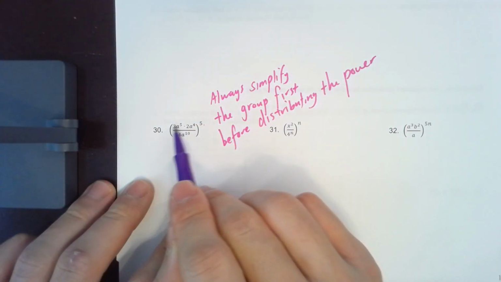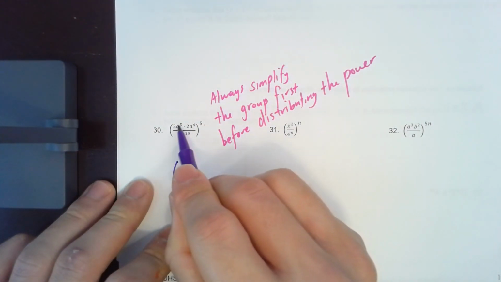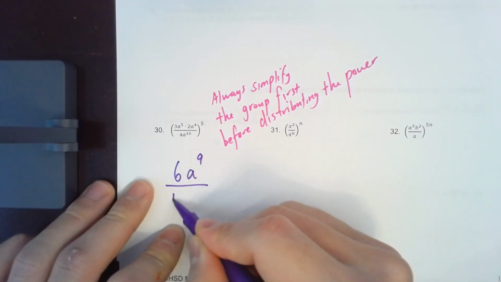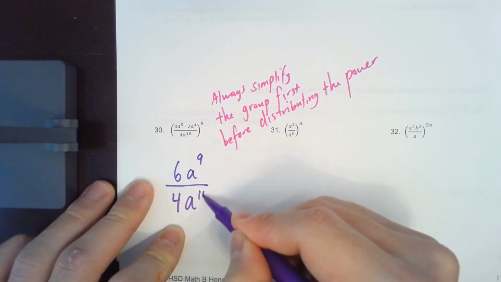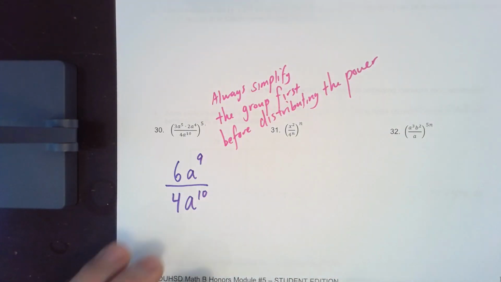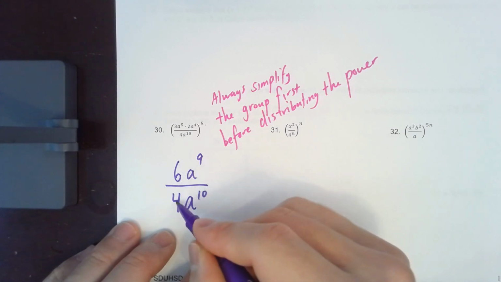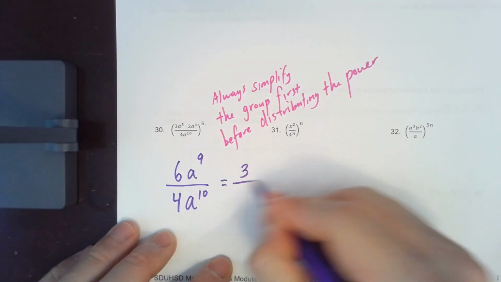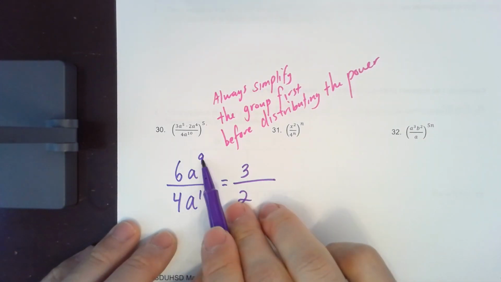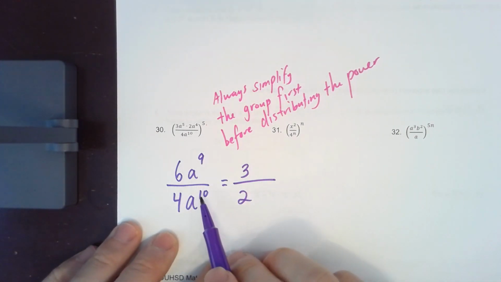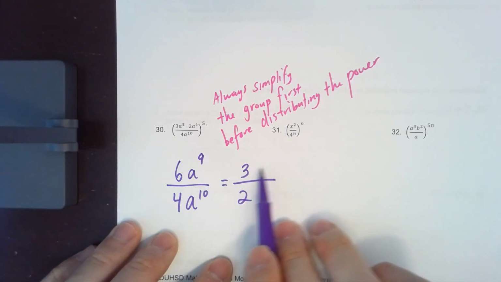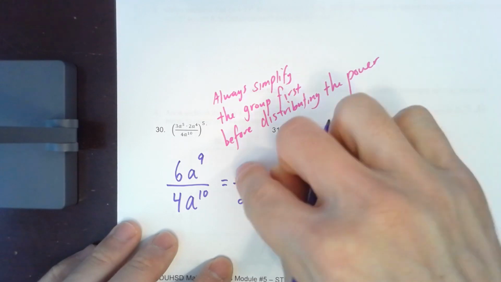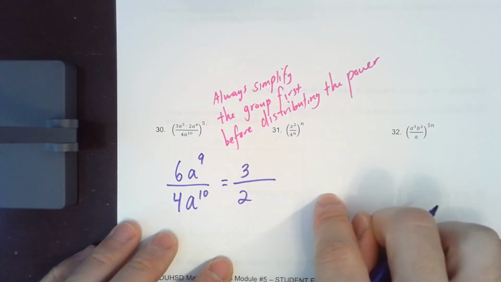Right? So I get 3 times 2, which is 6. A5, A4 is A9. Then I have over 4A10. Okay? So one thing we cannot forget, class, is the 6 divided by 4 is kind of like 6 over 4. So that's 3 over 2. And then A9 divided by A10. Well, that's like saying there are 9 A's on the top. There's 9 A's, and then there's 10 A's on the bottom.